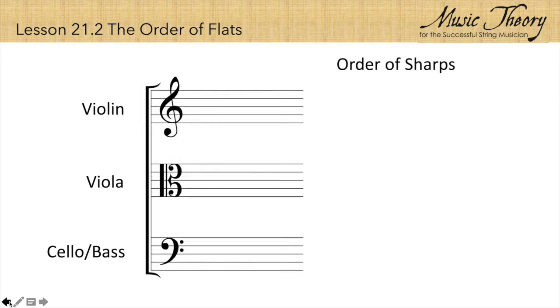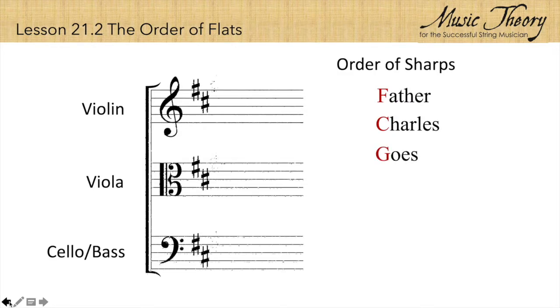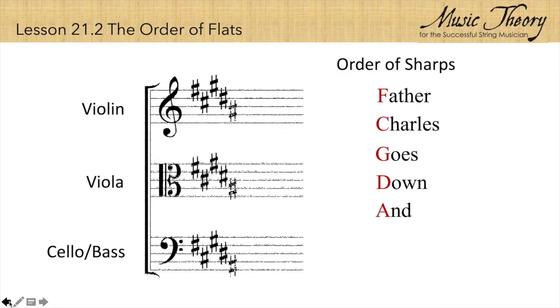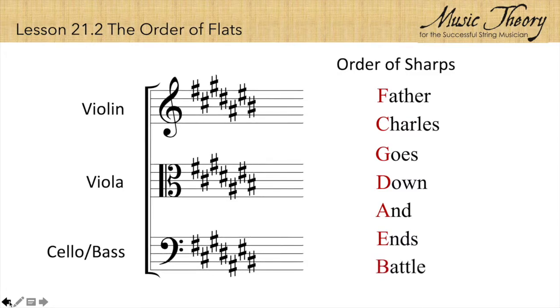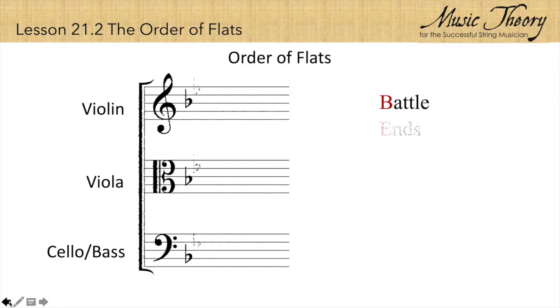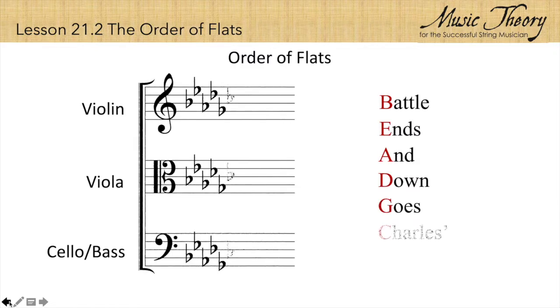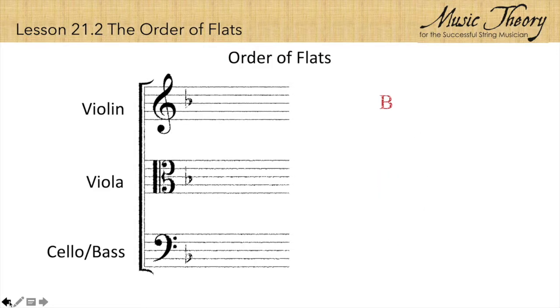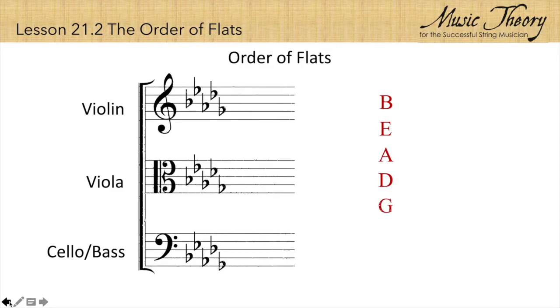In the last unit, you learned the order of sharps with this mnemonic device: Father Charles goes down and ends battle. In this unit, you'll learn the order of flats using the same device, but in the reverse order. Battle ends and down goes Charles' father. So the order of flats that appears in the key signature is B, E, A, D, G, C, and F.